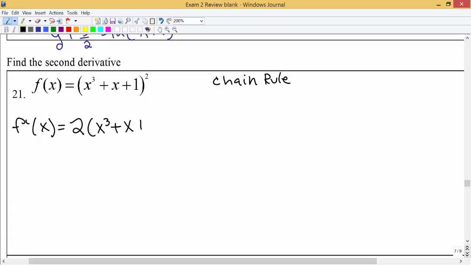We're going to write the function down as is. Reduce the power by 1. And then we're going to multiply by the derivative of the inside, which would be 3x squared plus 1.